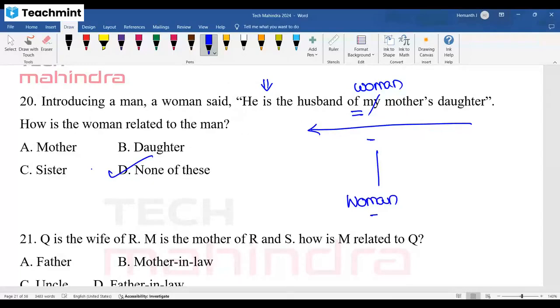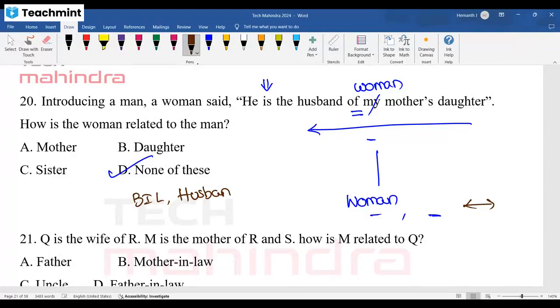So that man may be okay, husband for woman. So how a man is related to a woman is husband, or husband for the sister means brother-in-law. There are two cases, but still there is no option called brother-in-law, no option called husband. That's the problem. So it's option D, none.